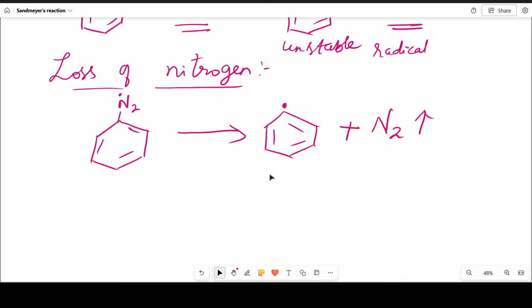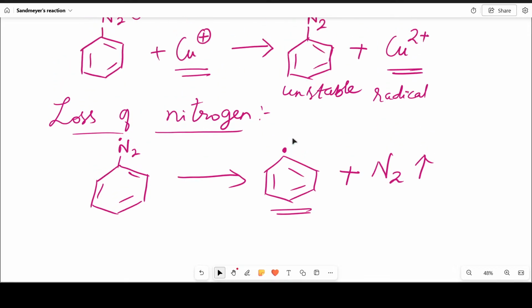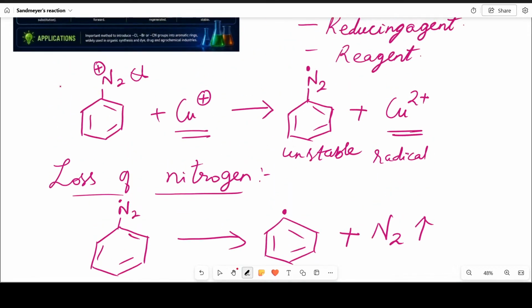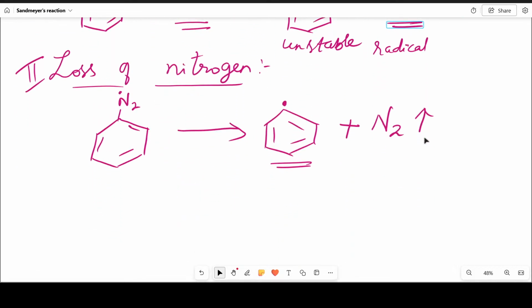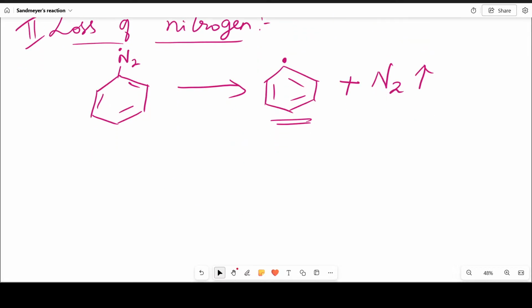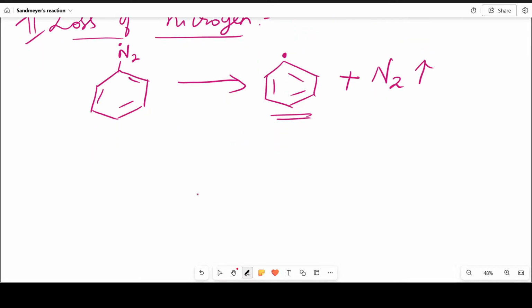Next, in step 3, the final product formation. The aryl radical reacts with the copper 2 species to form the aryl halide and regenerate the Cu1 catalyst. Where did the Cu2+ get generated? It was generated in step 1. This is step 1, this is step 2. Now the same Cu2+ is going to take one electron from the aryl free radical to form the product. So this is step 3.